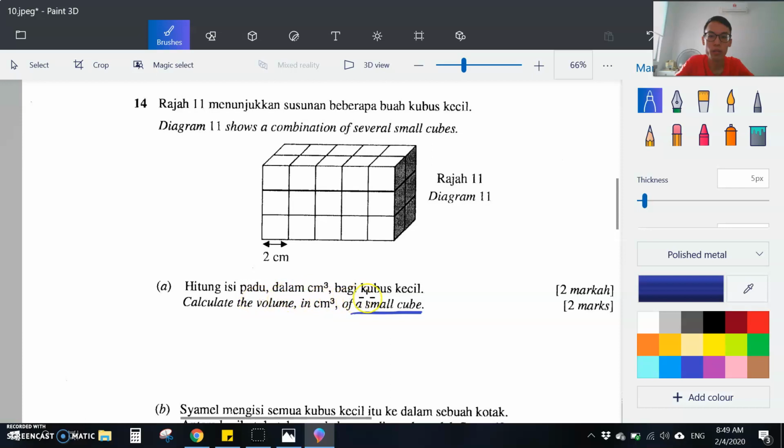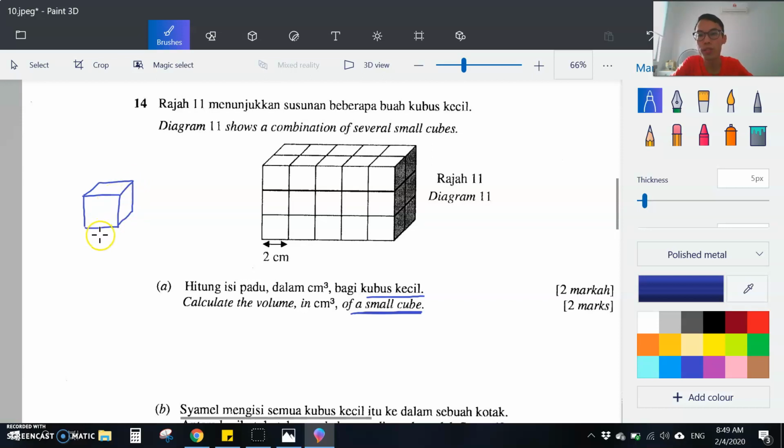Hitung isi padu bagi kubus kecil. Okay, what is a cube again? A cube is the 3D shape of a square. Okay, this is a square in 2D shape. But when it is in 3D, three-dimensional, then it becomes a cube.